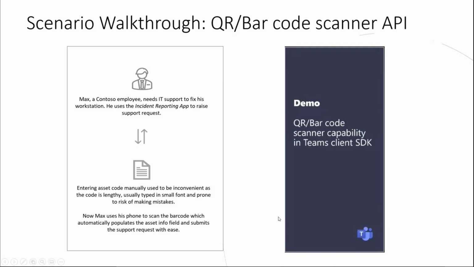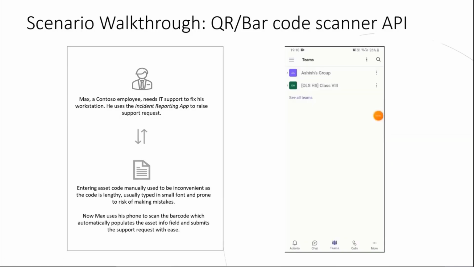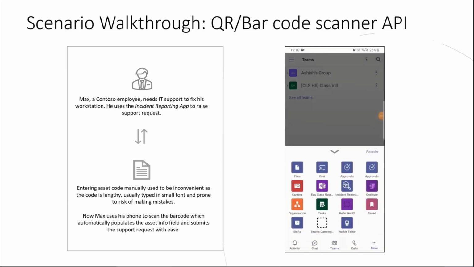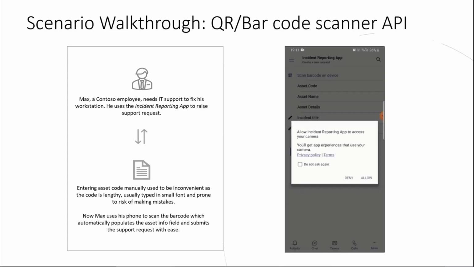Here's a demo showcasing QR and barcode scanner capability that's being added to the Teams Client SDK. Max, a Contoso employee, needs IT support to fix his laptop. He uses the incident reporting app to raise a support request. Earlier, entering the asset code manually used to be really inconvenient, with the code being lengthy and typed usually in small font. Also, there was always a risk of making mistakes.